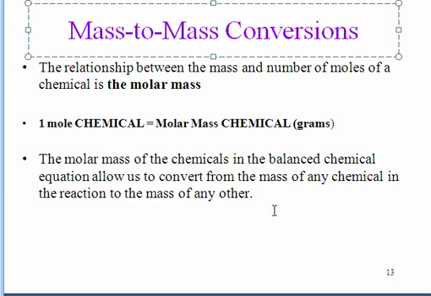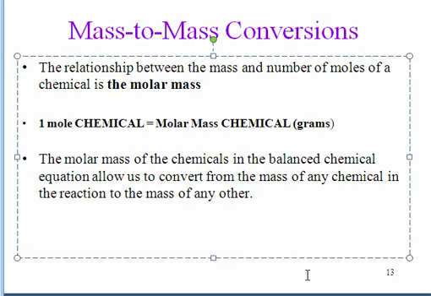So we've seen in stoichiometry that we can get information about any chemical in a balanced chemical reaction as long as we have information about one chemical. And we get that relationship from the mole-to-mole ratio from the balanced equation, from the stoichiometric coefficients.